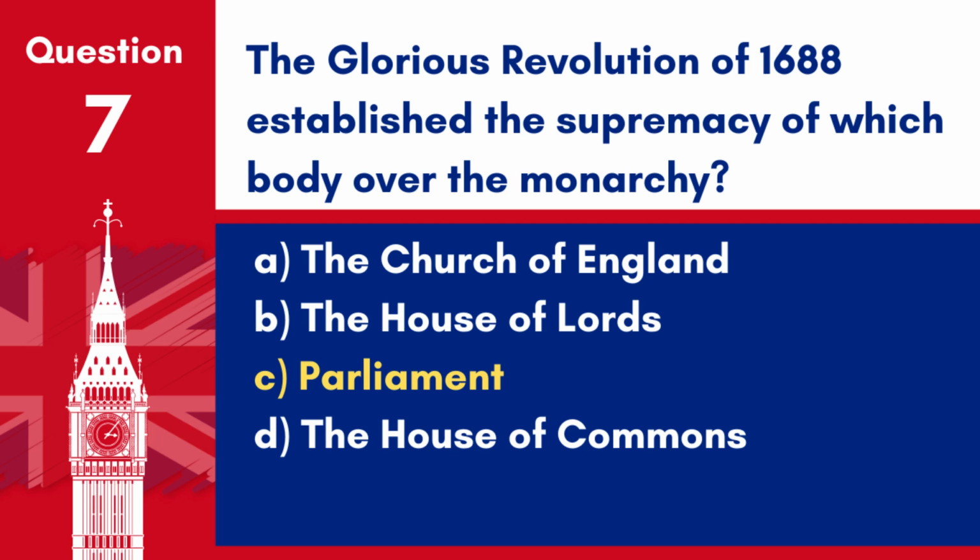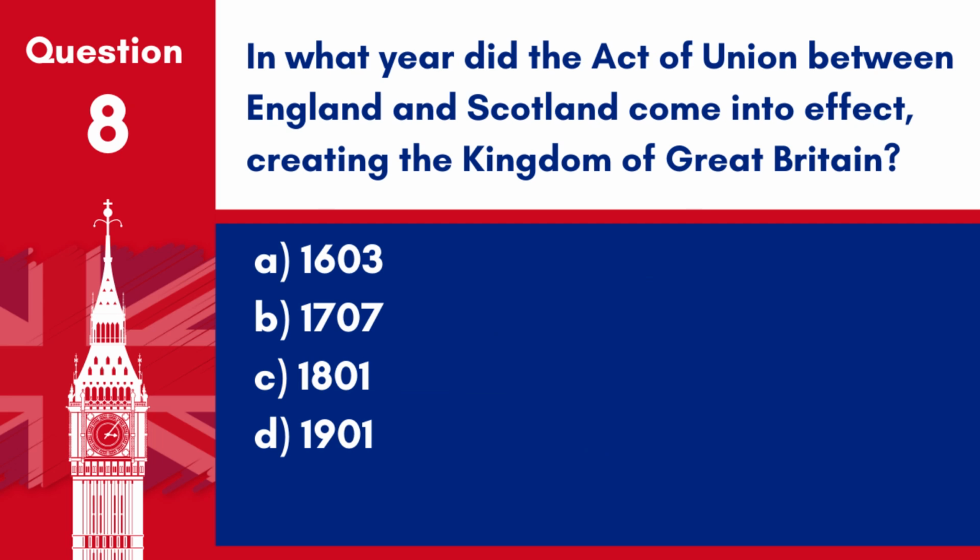Answer: C. Parliament. The Glorious Revolution established the supremacy of Parliament over the monarchy, leading to the constitutional monarchy that exists today. Question 8. In what year did the Act of Union between England and Scotland come into effect, creating the Kingdom of Great Britain?